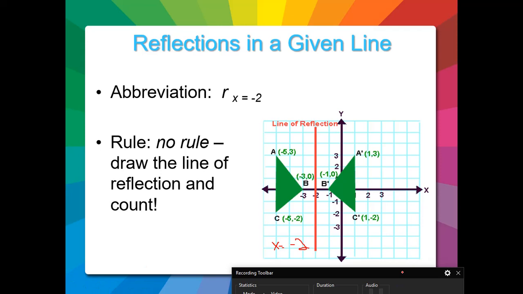Now, when the line of reflection is anywhere in the coordinate plane besides the axis or y equals x, we typically do not have a rule. So I'm going to highly encourage you to draw the line of reflection, and then you're just going to count, and that's the method that we're going to use. So B, this line is vertical, so I'm actually counting horizontally 1 block to it and 1 block away.